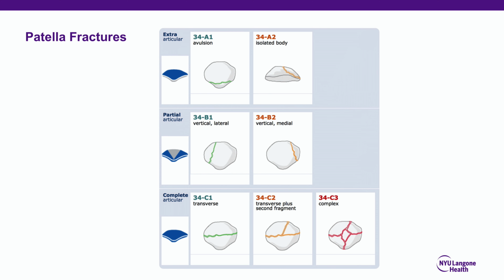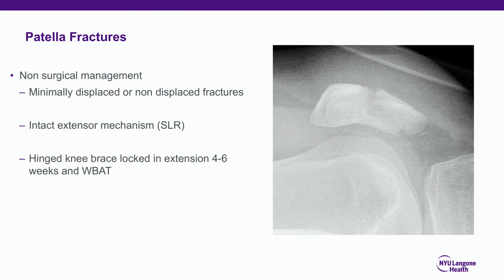Fractures are either transverse, simple, or multifragmentary. Non-operative treatment can be done in patients with minimally displaced or non-displaced fractures. There should be an intact extensor mechanism so the patient can straight leg raise. Treatment is typically a hinge knee brace locked in extension and then progressive range of motion, which is usually around 4 to 6 weeks. Furthermore, these patients can be made weight bearing as tolerated.